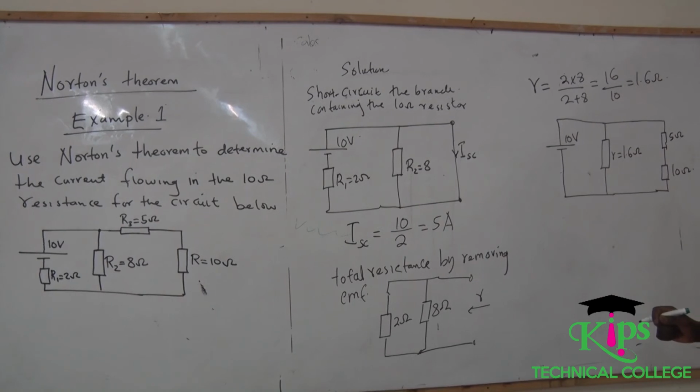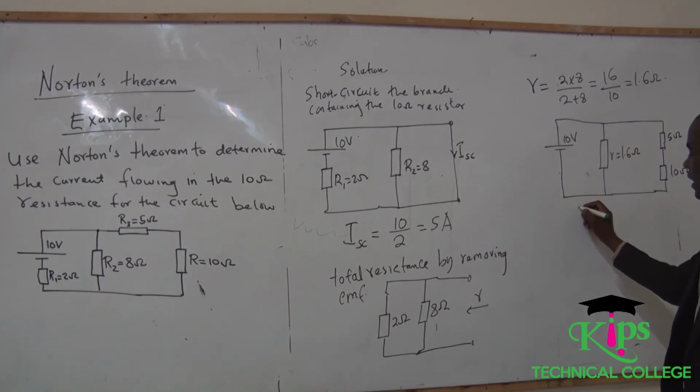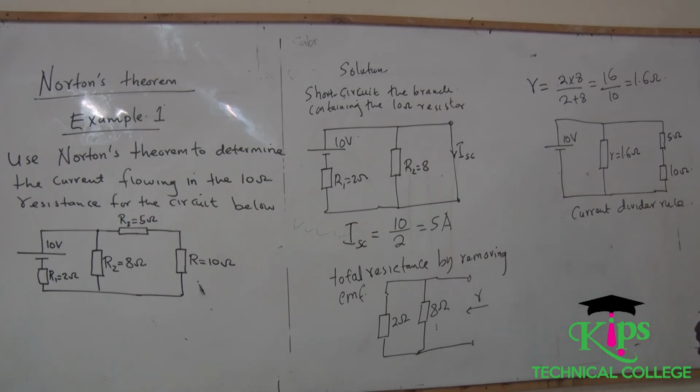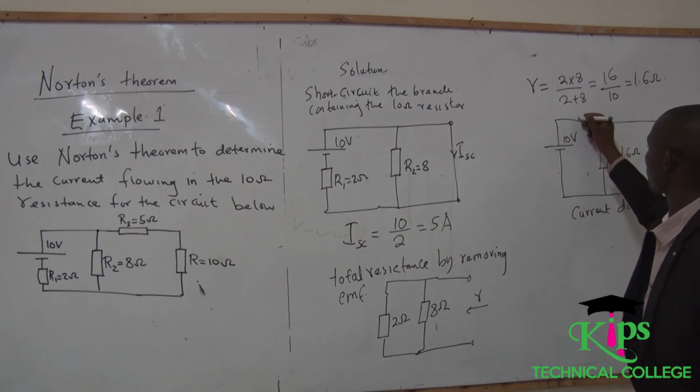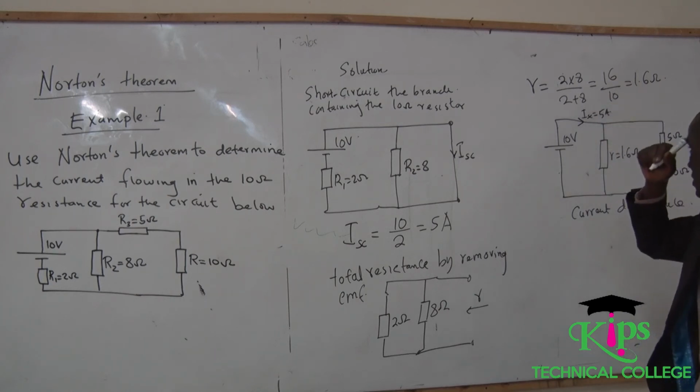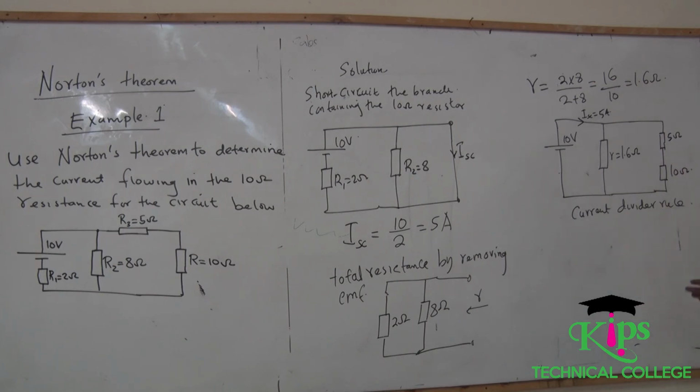So basically, we can use the current divider rule. Remember we have said the short circuit current flowing is 5 amperes. That is the current which is flowing in the circuit. After that, we now need to get the current that is passing through this point. We use the current divider rule, which basically states that if you want to get the current in this branch, you use the opposite resistor, or the neighbor's resistor.